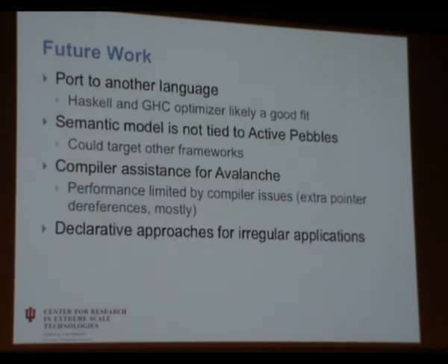Now, there are several opportunities for future work. One would be to port it to another language, some more functional language like Haskell, where the GHC optimizer might very well be able to do the level of specialization that's necessary to make a much simpler implementation. We could also target some other backend like Charm++ instead of Active Pebbles. And also, because of these compiler limitations, it might be useful to have compiler assistance. And so specialized optimization, specialized code generation, and so on. And of course, we can lift this to cover other declarative approaches for irregular applications in general. Thank you.